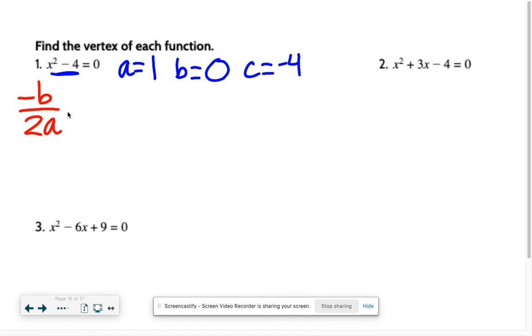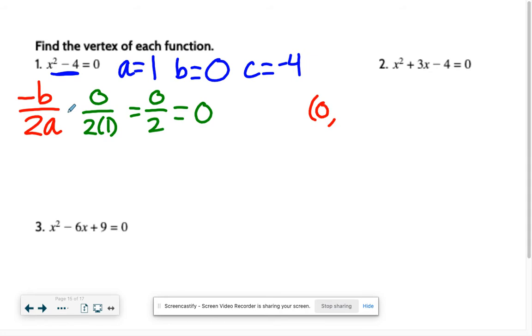So now we're going to plug in. So opposite of my b, well, there's nothing opposite 0, so it's just going to be 0 over 2 times my a value of 1. So 0 over 2. You guys, what's 0 divided by 2? Just a big old goose egg. Okay? So as of right now, we just found our x term to be 0.